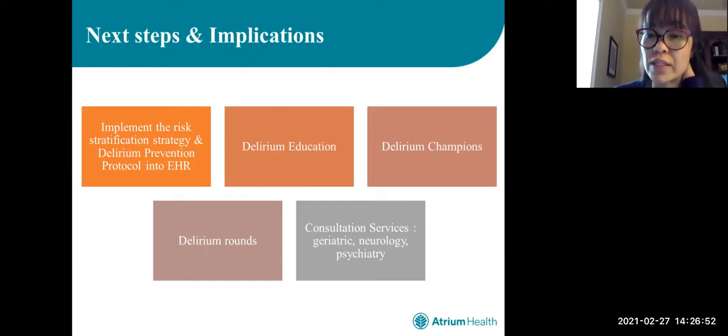And I feel like having consultation services such as geriatrics, neurology and psychiatry is really, really important, because as nurses, we can do a lot of interventions, but when it comes to complexity, if the patient has some other underlying issue like stroke or polypharmacy, our geriatrician does great work on medication reconciliation. So we are very blessed to have all these services at our facility.